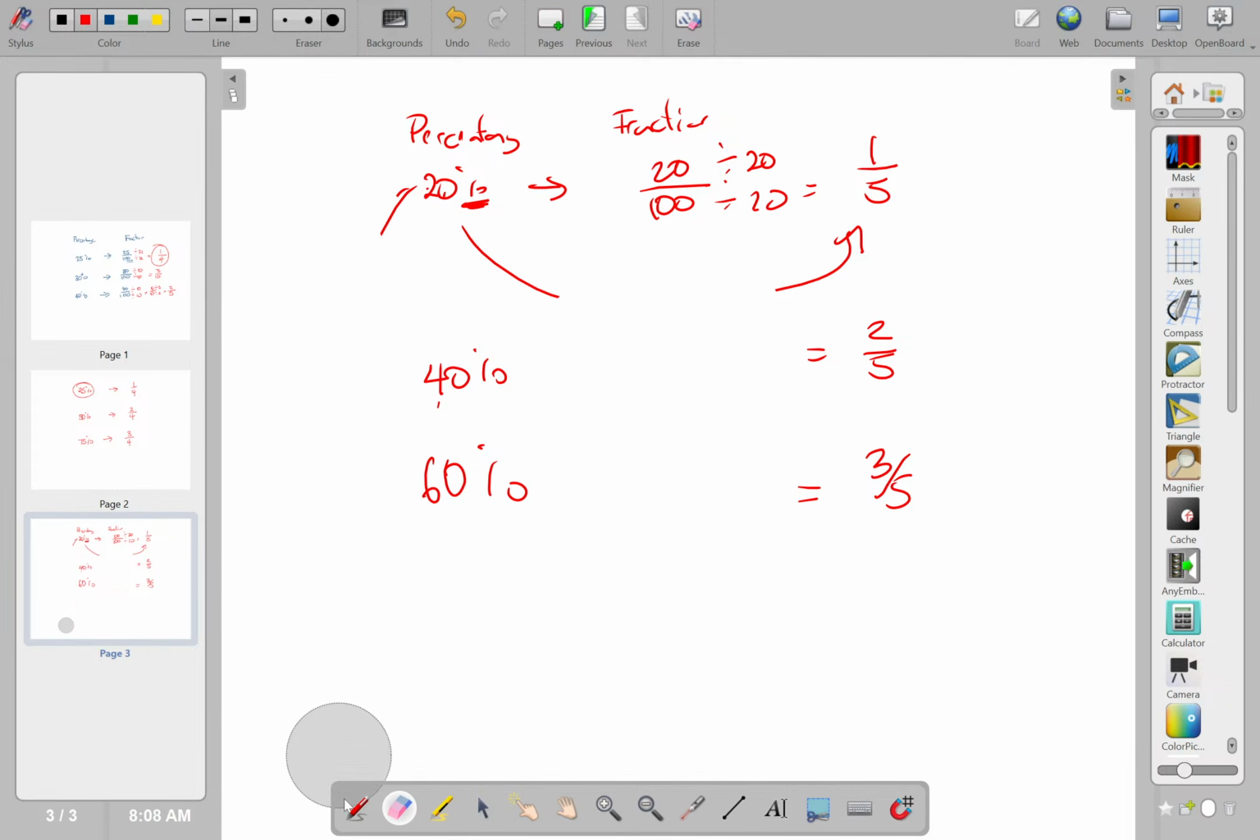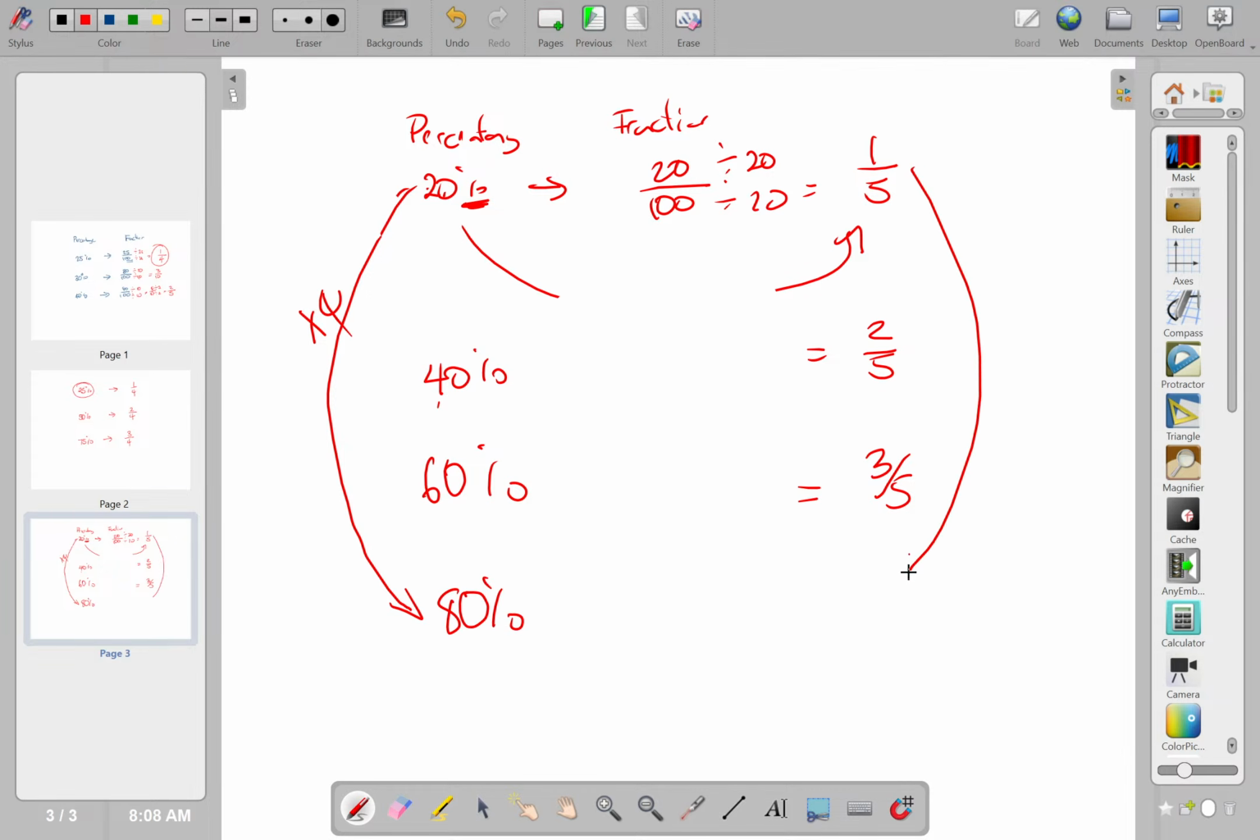If I quadruple it, quadruple means 4, everybody. Yeah? So I times it by 4. That's going to be 80% now. So you expect the fraction to get multiplied by 4 too, so that's going to be 4 over 5. These pop up a lot, and you want to make sure you kind of know them quickly. Yeah?